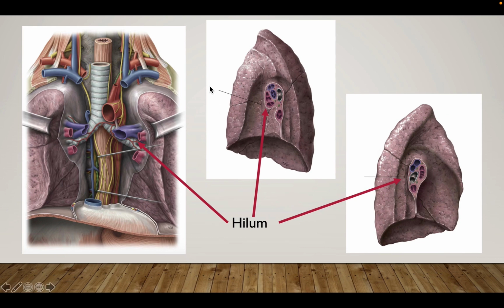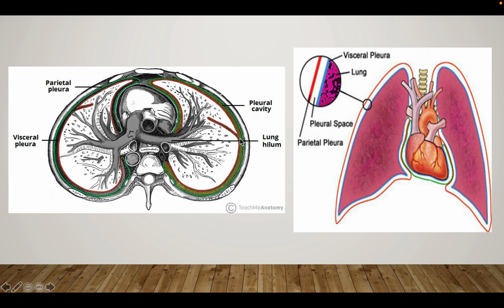So again, you can see your lung hilum here where things are entering, and in this view in situ, you can see where things are entering and exiting. And then here now we can finally see our pleura. On this left image, you can see a green layer and a red layer. The red layer, since it's on the surface of the lung, is what we'll call our visceral pleura, and then the green layer will be our parietal pleura.